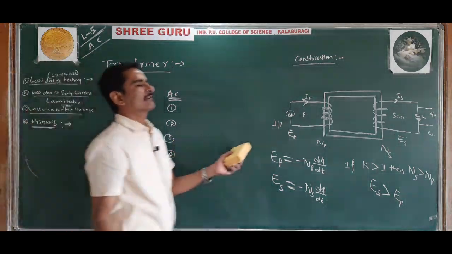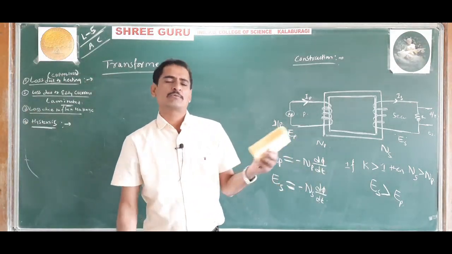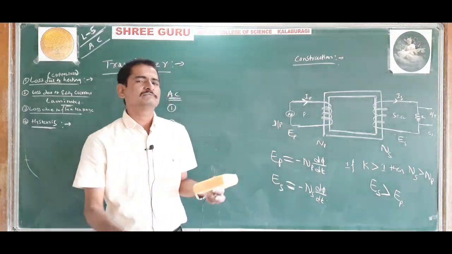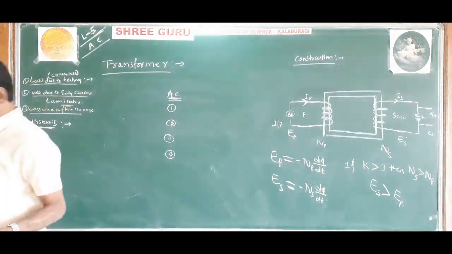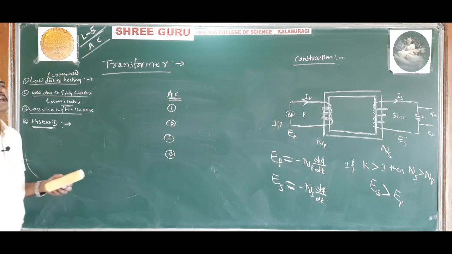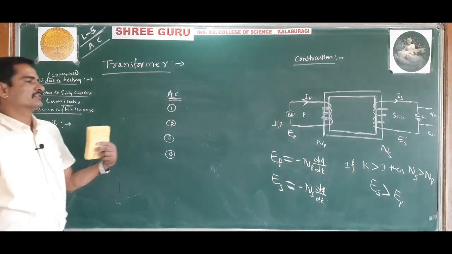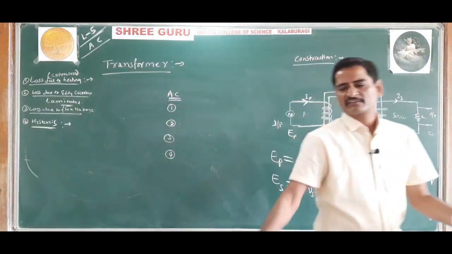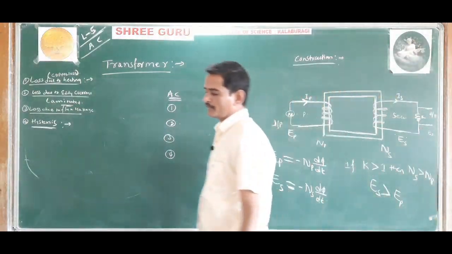So what are the disadvantages? Some disadvantages are also there. AC is more dangerous than DC, and AC cannot be used in electroplating. So these are some advantages and disadvantages of AC.